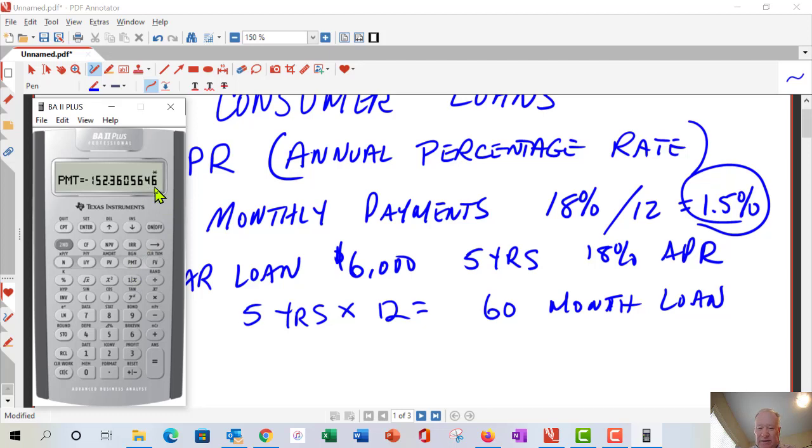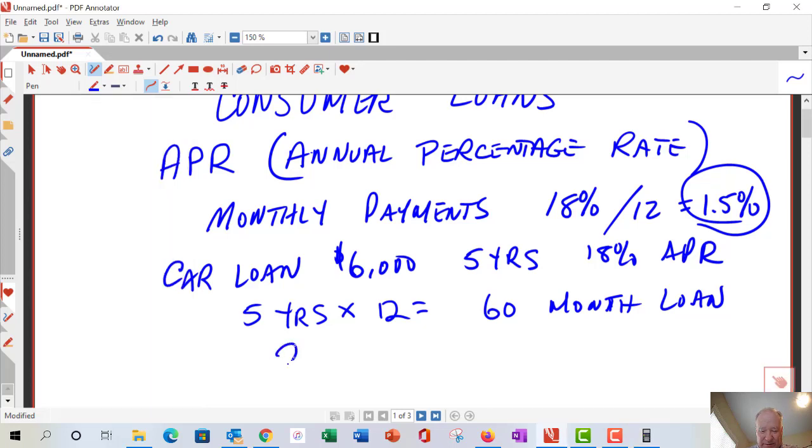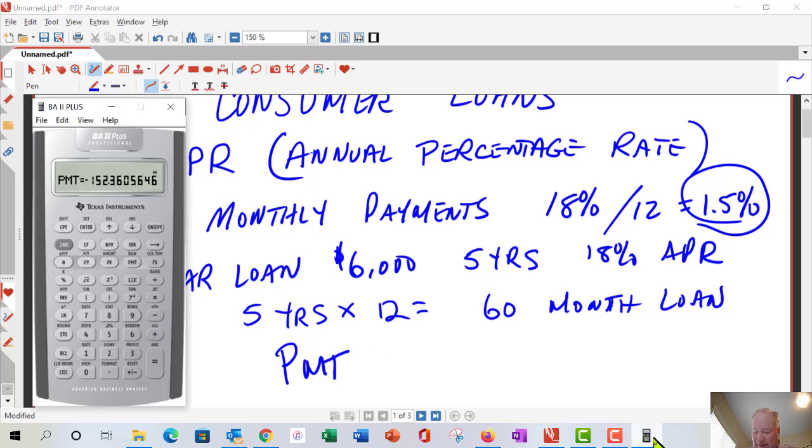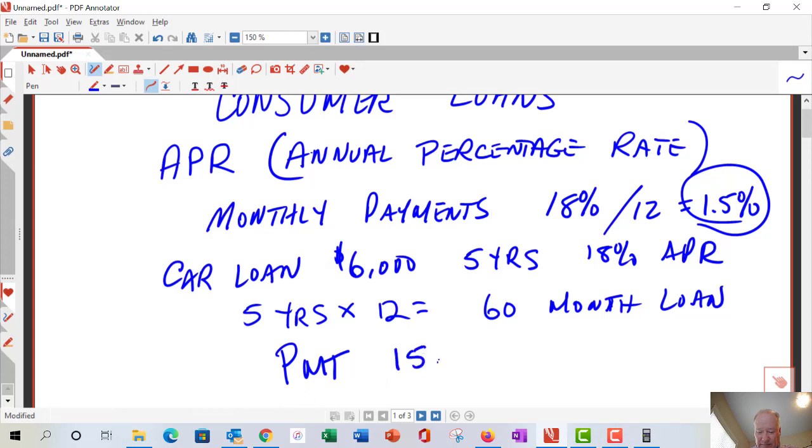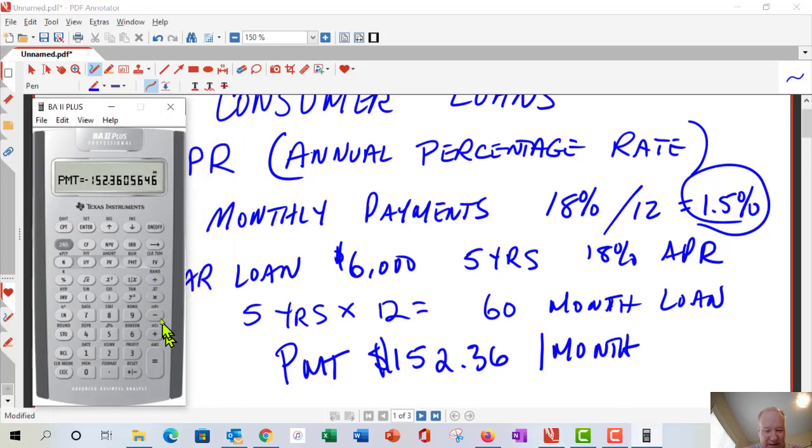I get a monthly payment on my car loan of $152.36. You'll note the negative there, so that's my outflow, that's my payment. It's $152.36 per month. If I wanted to know how much this car is going to cost me in total, I can multiply this number by 60.